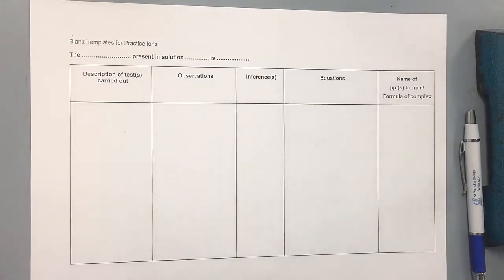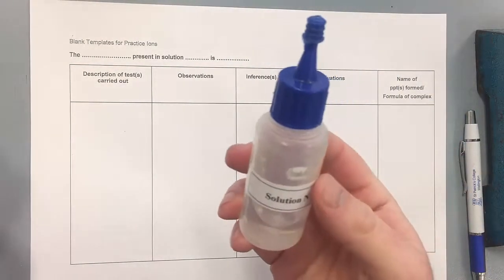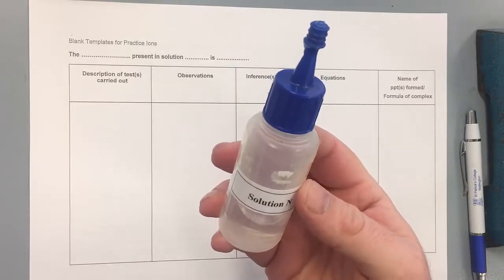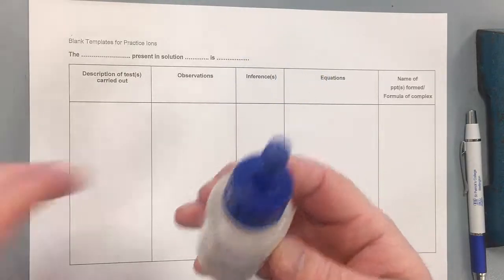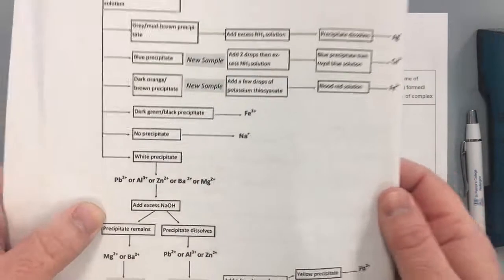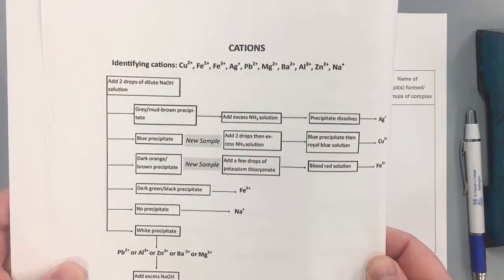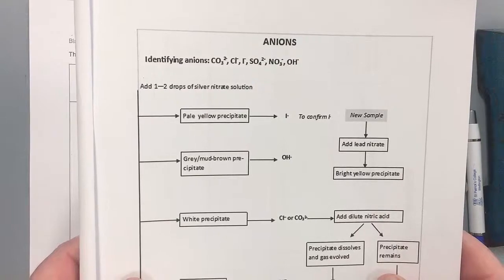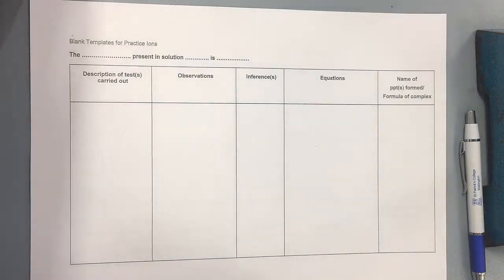In this video, I'm going to work through identifying the cations and anions present in solution N. We're going to need some chemicals for this test, and we're going to need the flowchart for identifying cations and the flowchart for identifying anions. We might also need to know some of the complex formulae which, as part of this standard, we have to memorize.